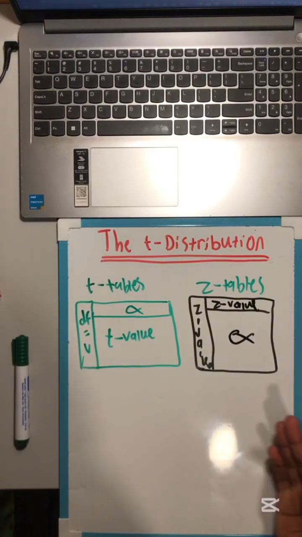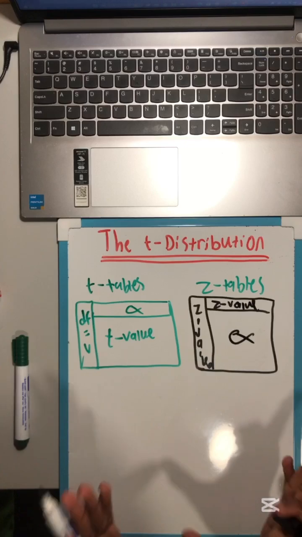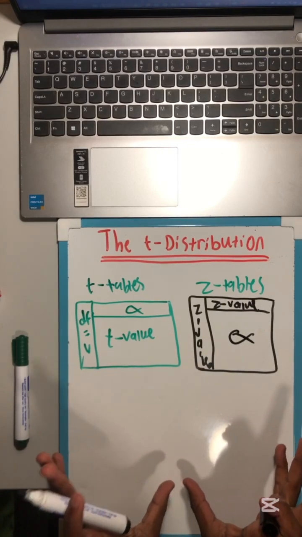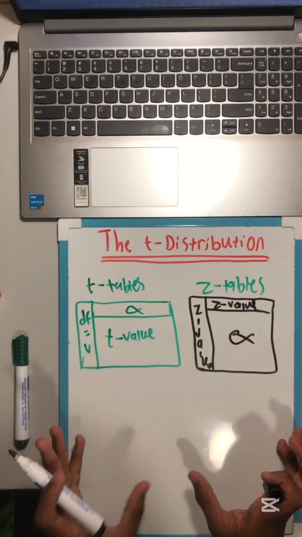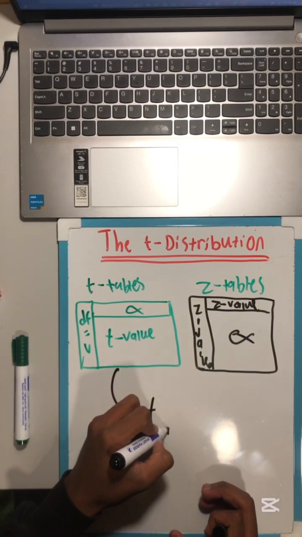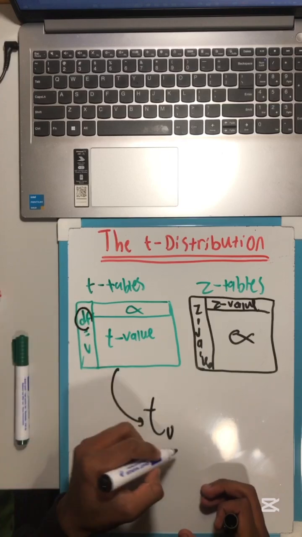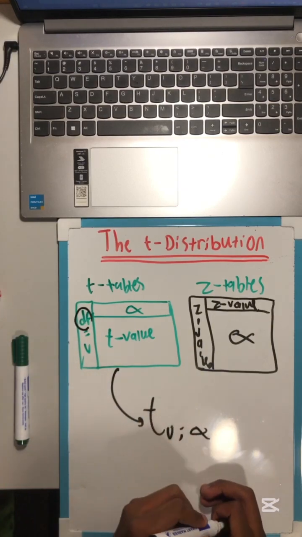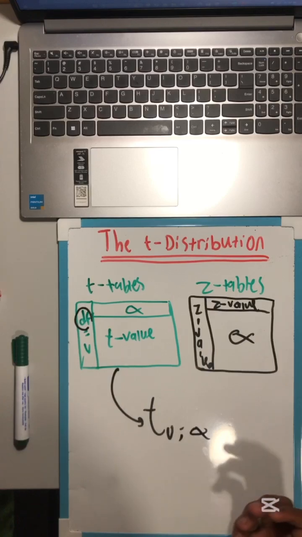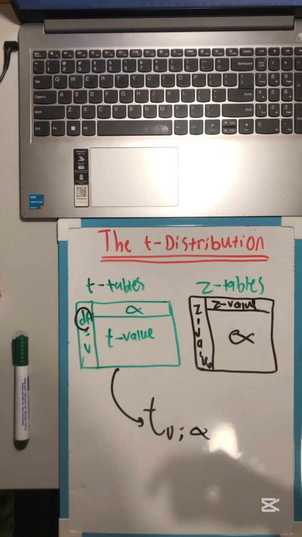Probabilities. These are the differences in the tables of t and Z. And how it denotes the T tables, it is t with v degrees of freedom and alpha, which is a level of significance, normally your probability, as we go along.